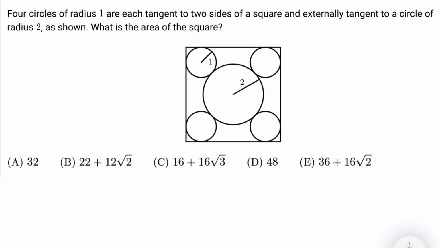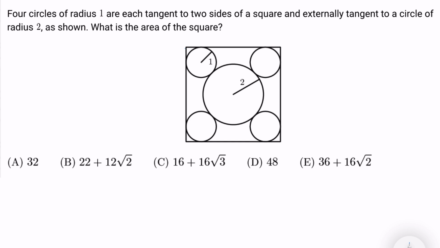The problem states: 4 circles of radius 1 are each tangent to 2 sides of a square and externally tangent to a circle of radius 2, as shown. What is the area of the square? So this question is asking us to find the area of the square.